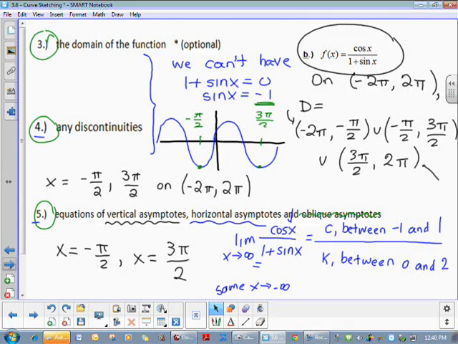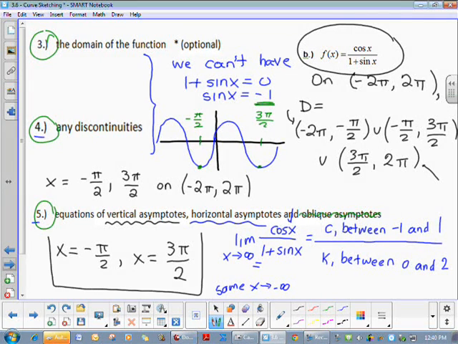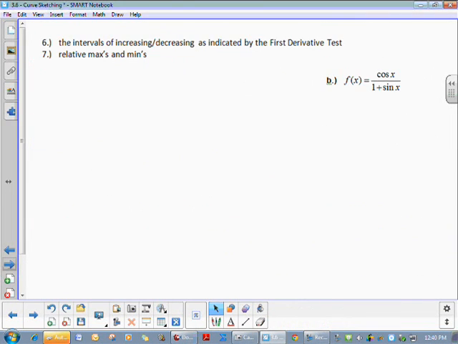Okay, so we've got through our domain, discontinuities, and asymptotes. I'm going to circle these because these are good to go. We're going to move on to the next part, which is where the calculus finally enters the picture. So we're going to take care of our first derivative test. So we're going to take f prime into consideration. We're going to have to use the quotient rule.